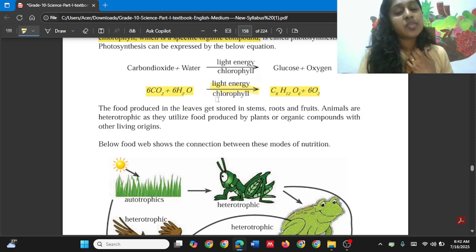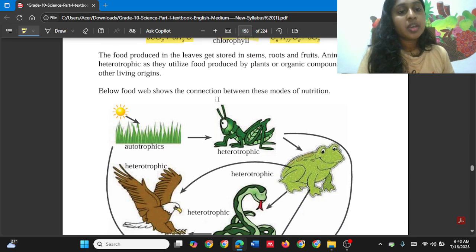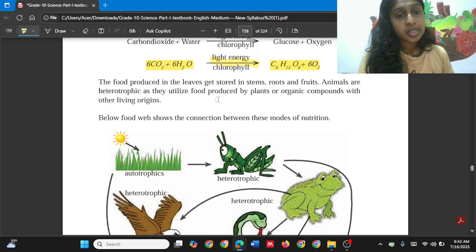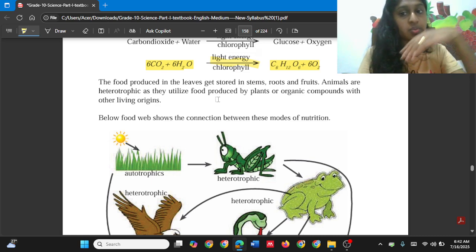And this one is a word equation. The food produced in the leaves get stored in stems, roots and fruits.